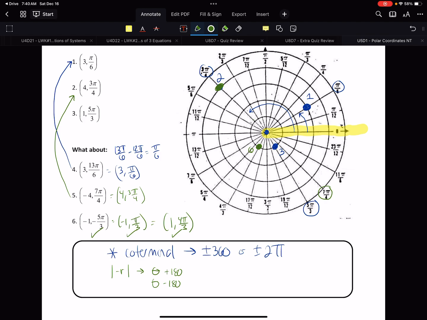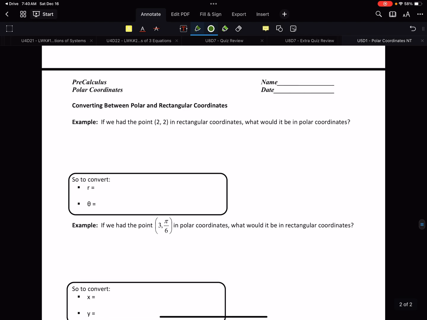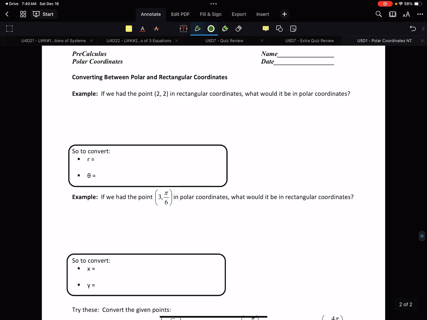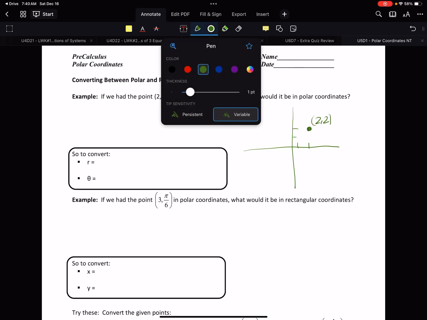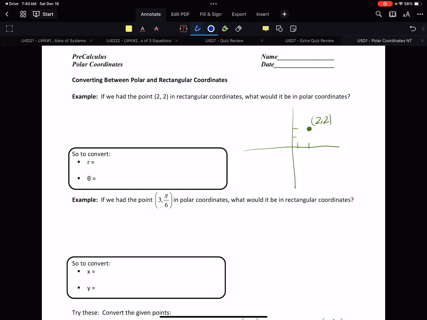Okay, so the other thing we have to talk about here is converting between the two. As I said, obviously you can graph (2, 2). 1, 2, 1, 2, there it is. That is a rectangular point that we're graphing. But we can figure out a way to mathematically come up with what's the r and what's our theta that we rotate up to. Right, so we rotate up to there.